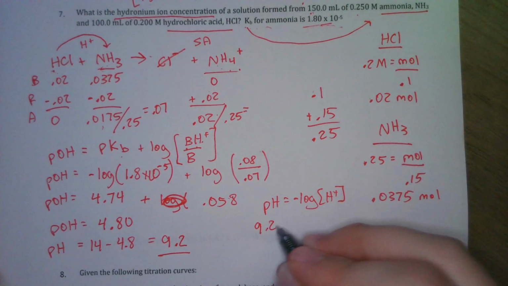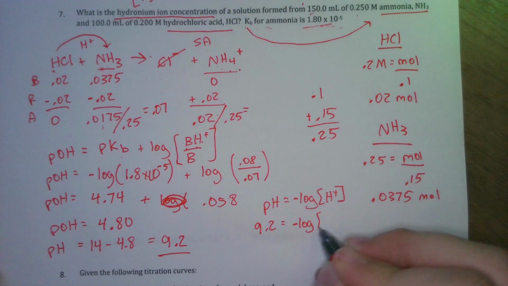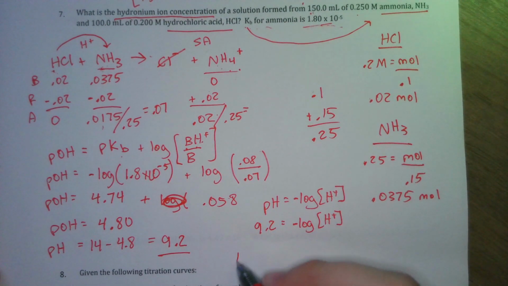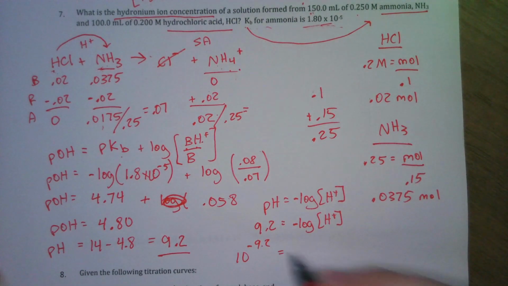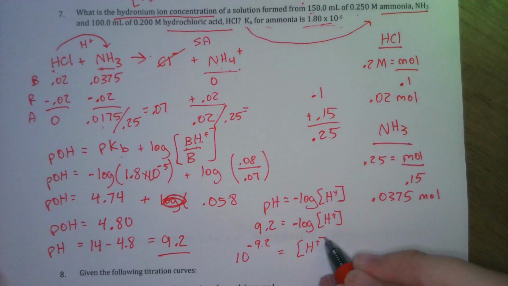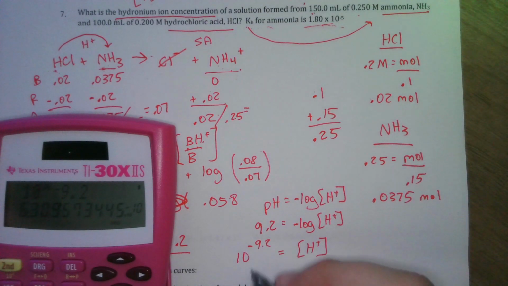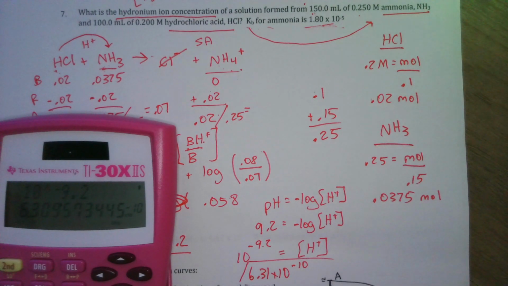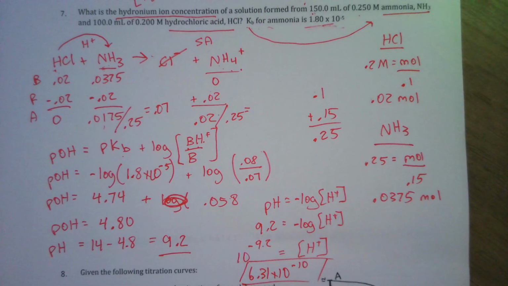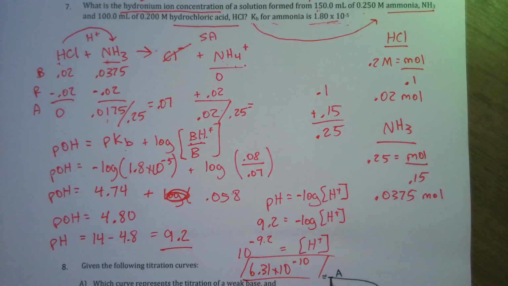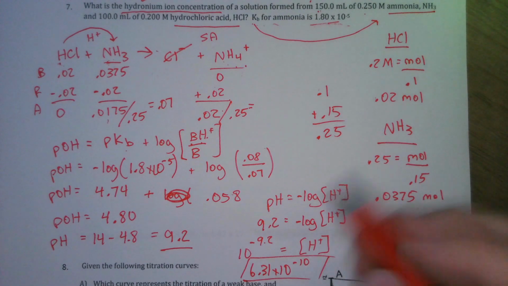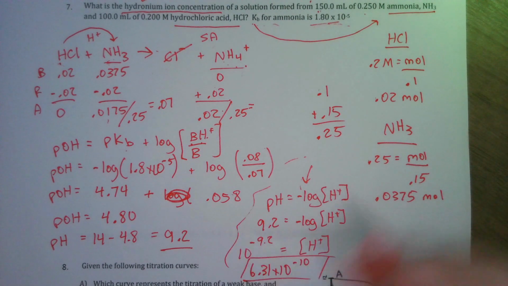Plug in 9.2 is the negative log of H plus. 10 to the negative 9.2 equals H plus. Technically that's an answer, but you should probably plug it in to simplify it. And you get 6.31 times 10 to the negative 10 as your final answer there. Super fun. Whole lot of work there. These last couple steps are kind of superfluous. You never actually have to show this whole work if you don't want to.